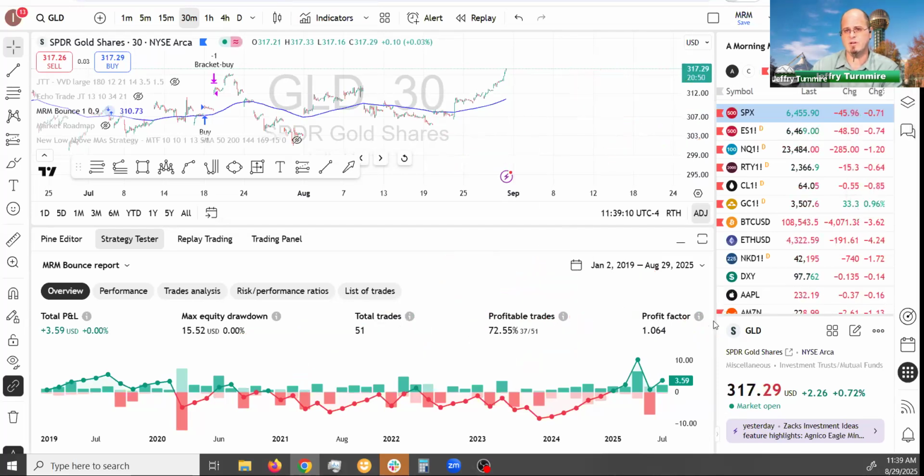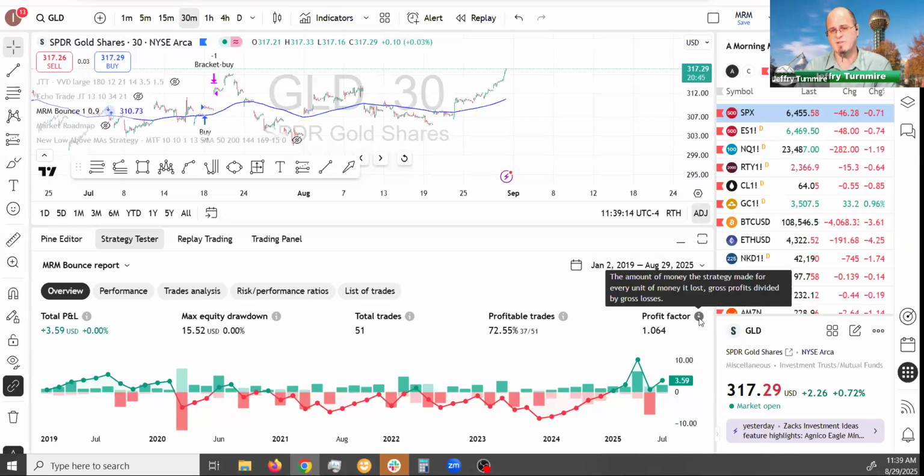And if you're like, I'm not quite sure, right there you click on the little button, it pops up. I can't use my drawing tool and pop that up at the same time. It says the amount of money the strategy made for every unit of money lost. Gross profits divided by gross losses.